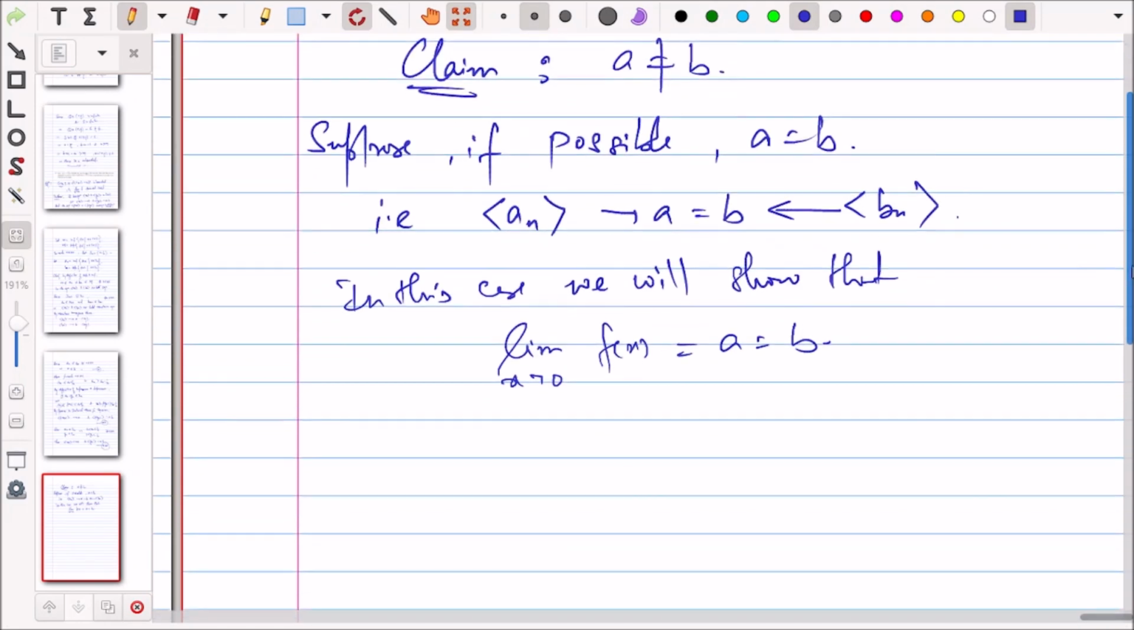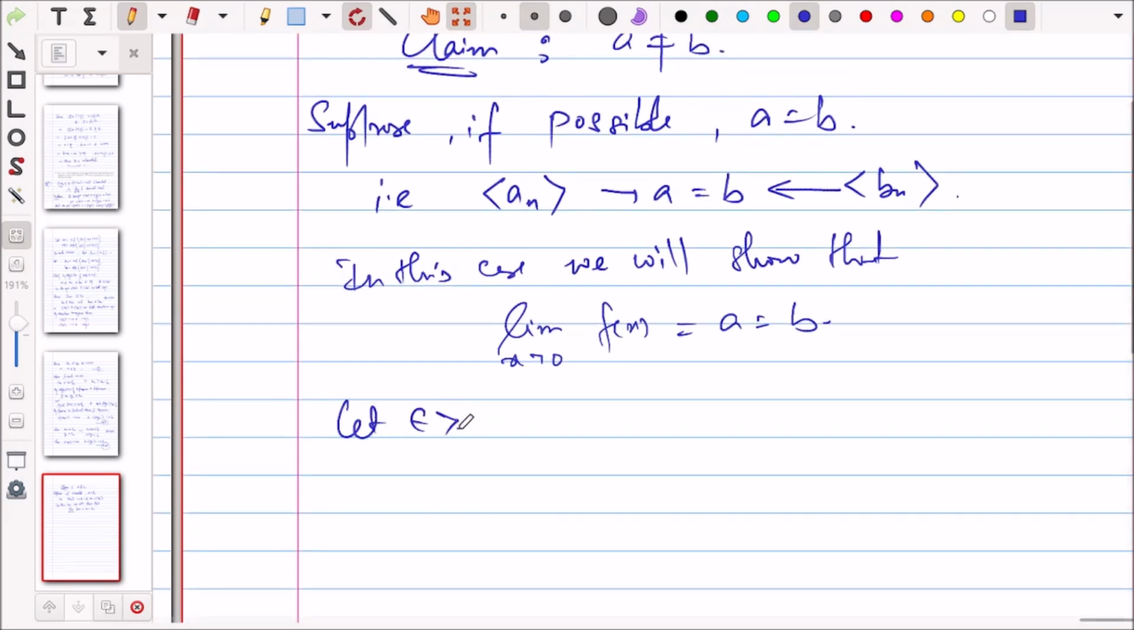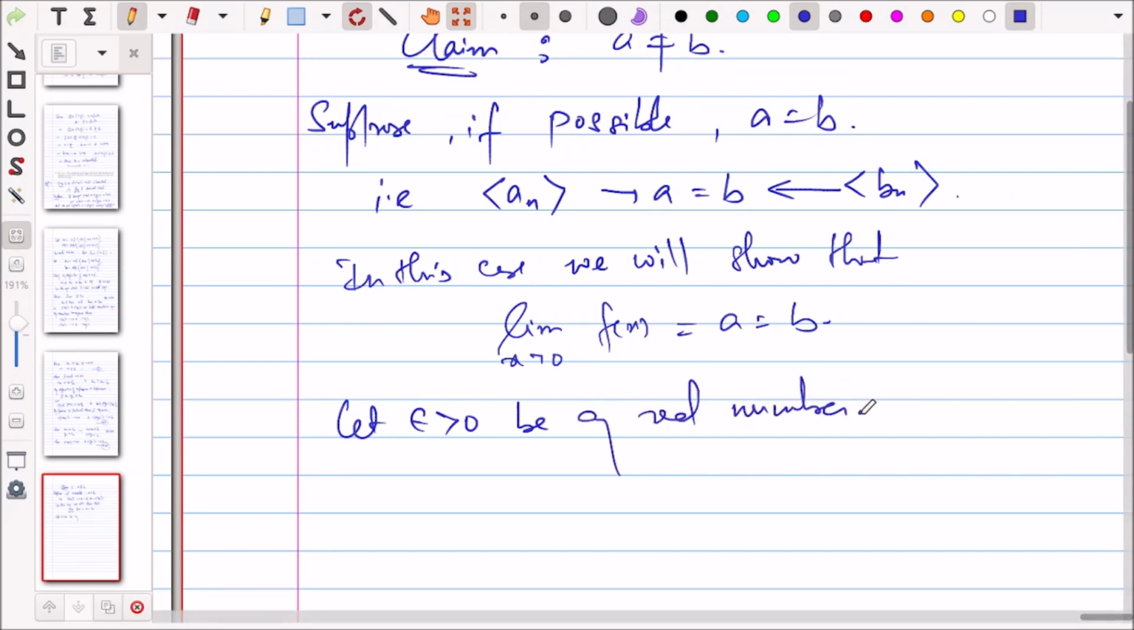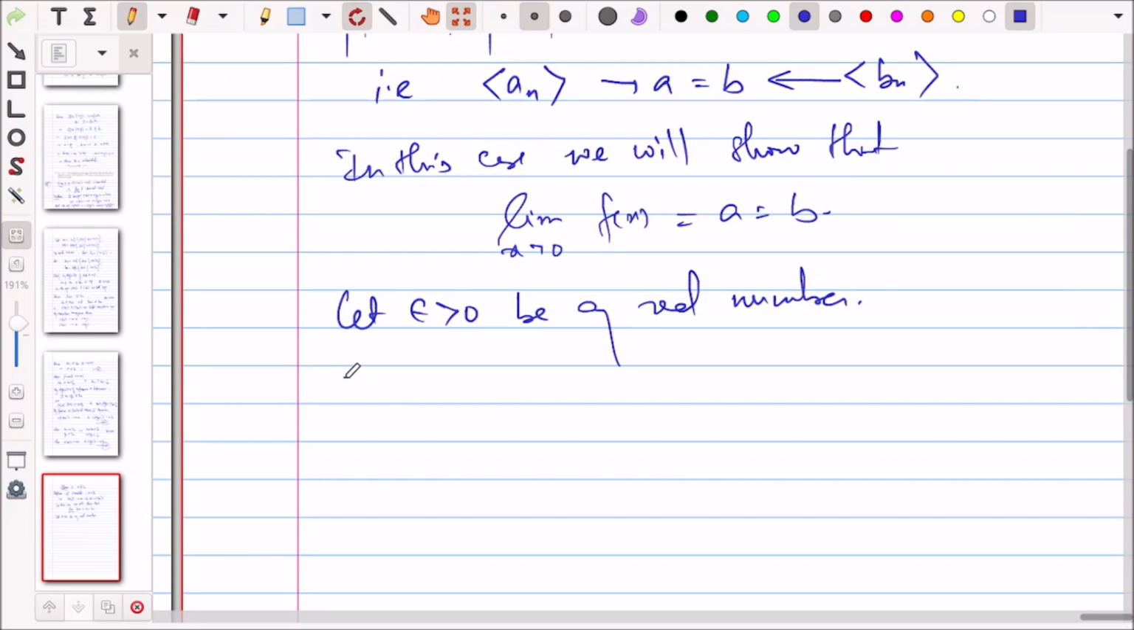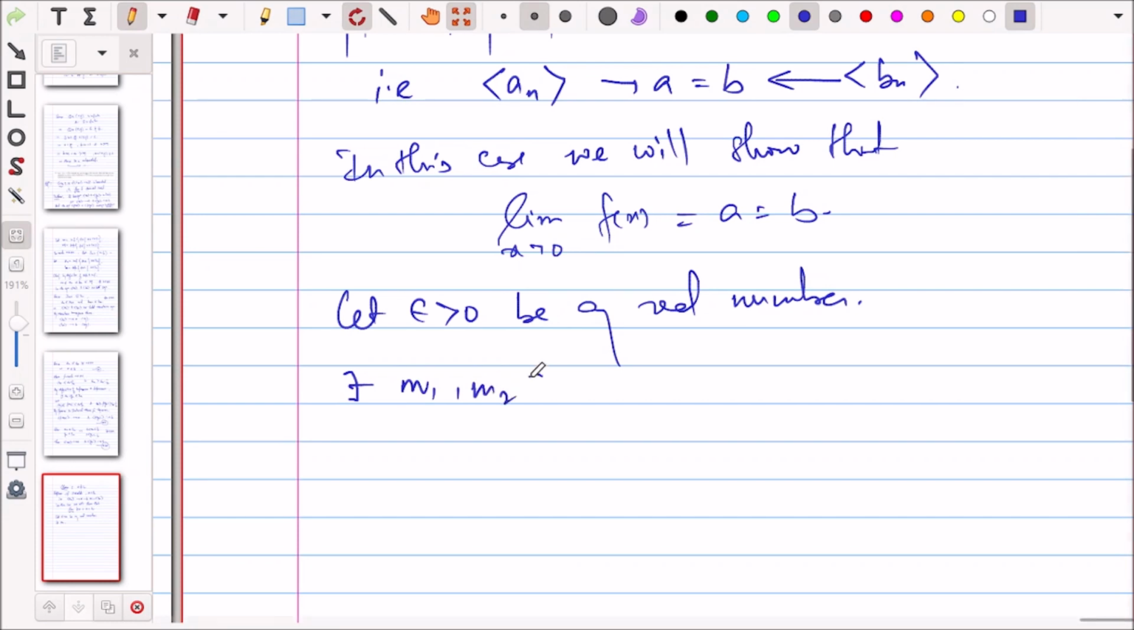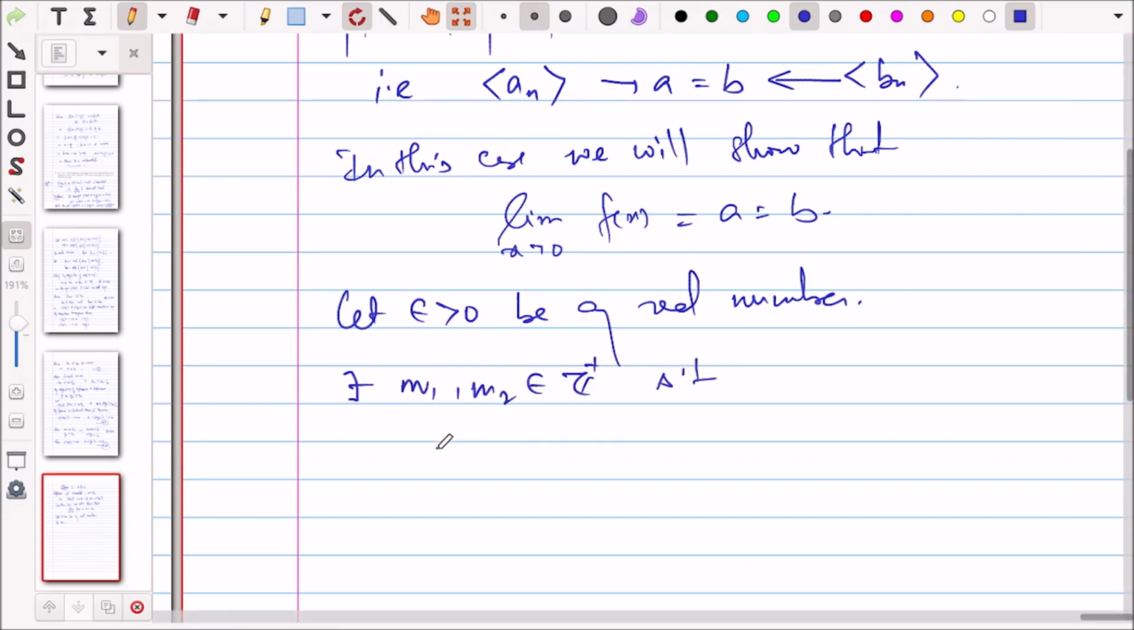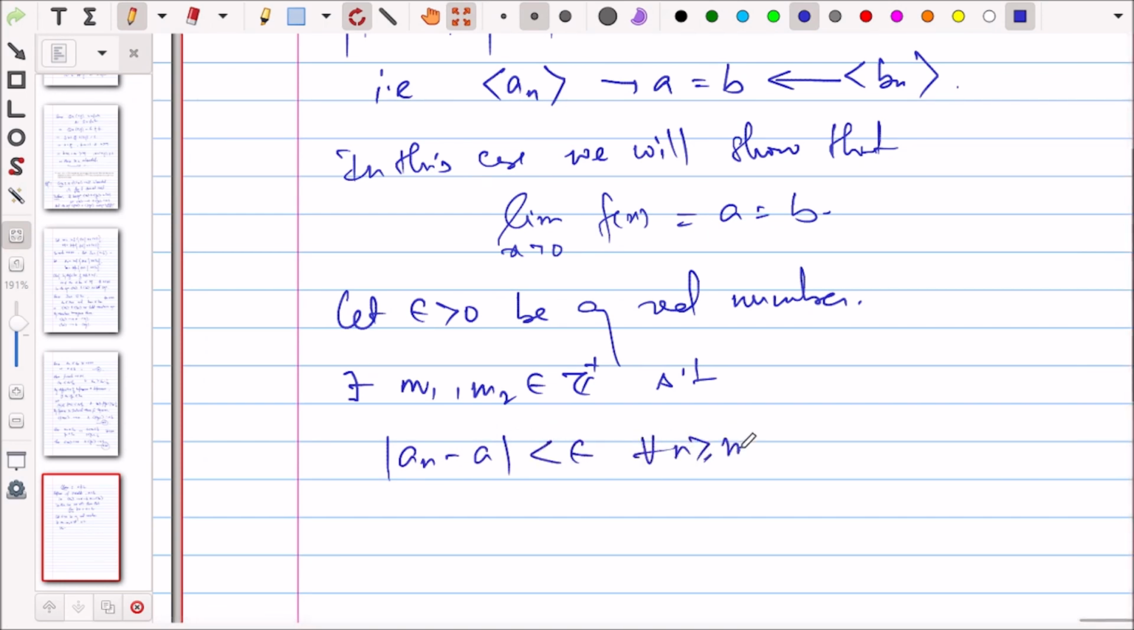So for this we will start with any epsilon greater than 0. Let epsilon greater than 0 be any real number. Now then, because an is converging to a and bn is converging to b, there exist m1, m2 belonging to Z positive such that |an minus a| is less than epsilon for all n greater than equal to m1, and |bn minus b| is less than epsilon for all n greater than equal to m2, right?